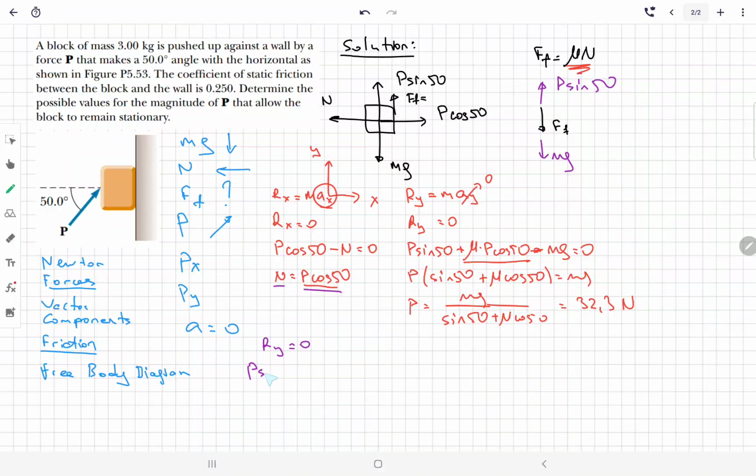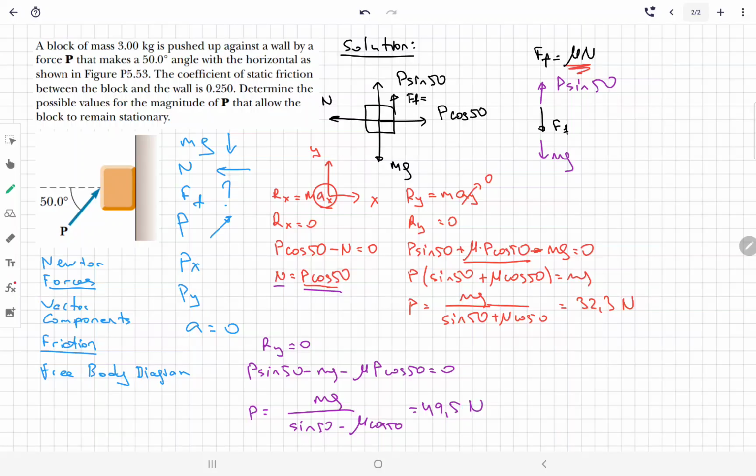Upward we have p sine 50, downward we have mg, and downward we have the friction force, which is mu p cosine 50, equal to 0. From here p will be equal to mg divided by sine 50 minus mu cosine 50. So in terms of numbers it will be equal to 30 divided by sine 50 minus 0.28 times cosine 50. Answer is 49.5, approximately 49.5 newtons.